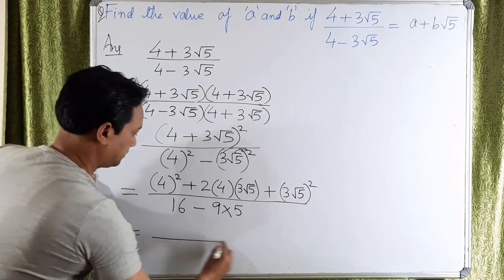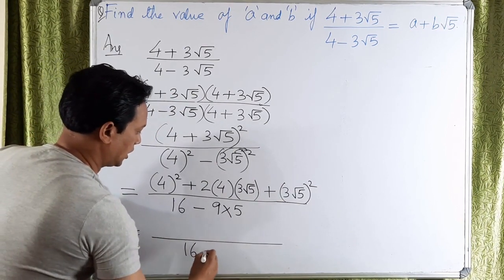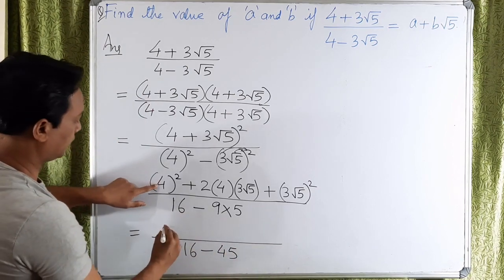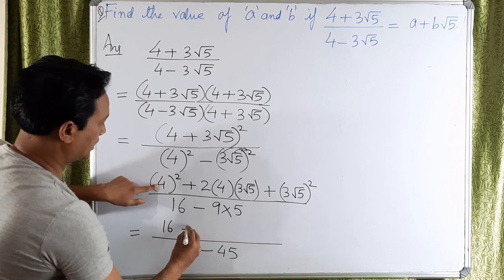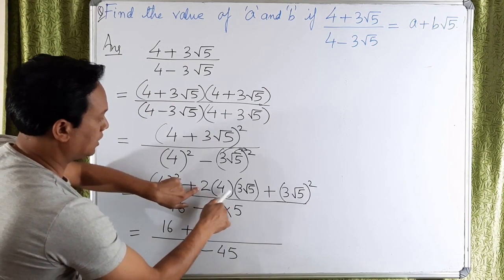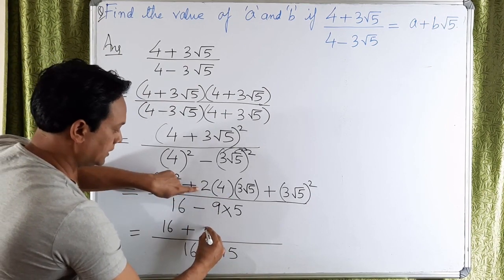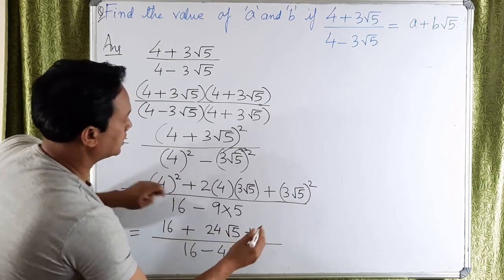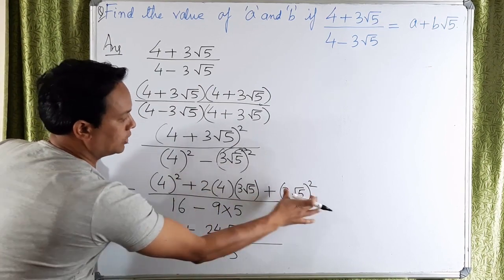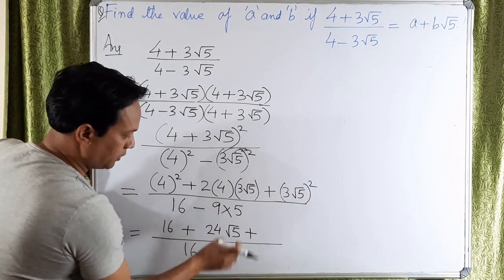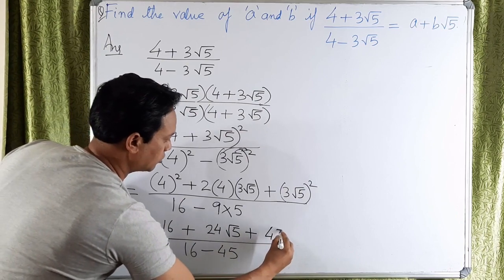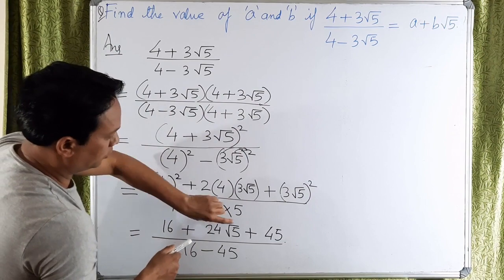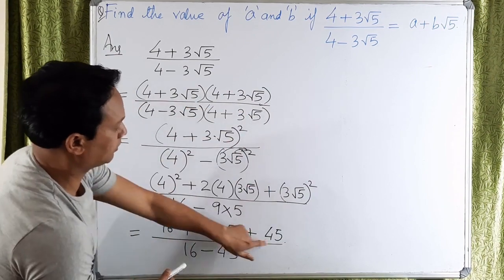In the next line, we will get 16 minus 45. 9 5s are 45. Here 16 plus 2 4s are 8. 8 3s are 24. So 24 root 5 plus, now this is 3 root 5 square like this one only. 3 root 5 square, how much did we get? 45. Let me write directly here also, 45. So this square we have already calculated 45, so this square also will give us 45.